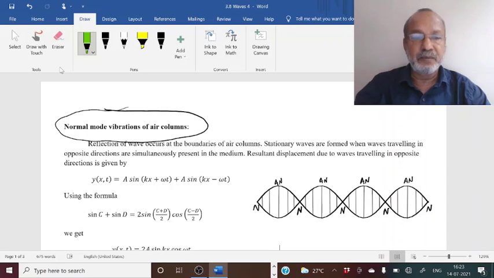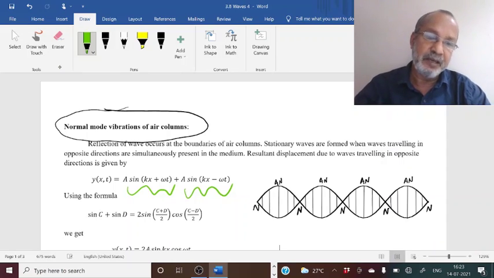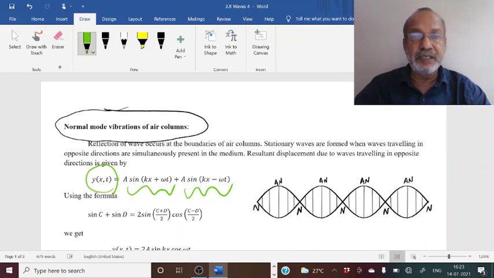is formed. So here in this equation I have considered two waves. First wave is moving in negative x direction with the velocity omega by k, and this is the wave moving in the positive x direction with the velocity omega by k. When both are present, the resultant displacement is given by the sum of the two, and this principle is called the principle of superposition, and I will discuss that in a separate lecture.